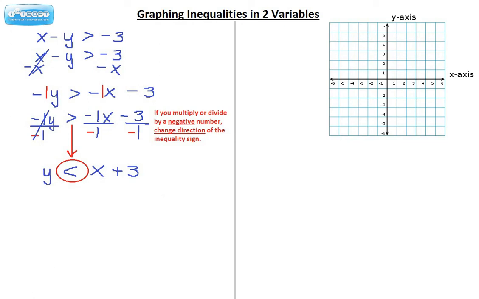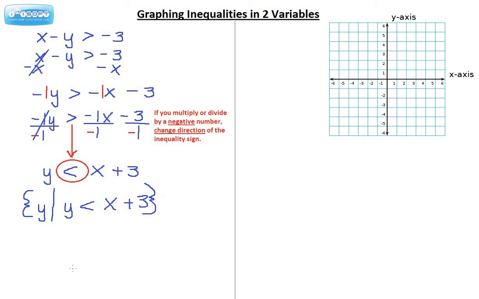Now let's write our solution in set builder notation. We open a brace, write our variable and then a straight line, and then we write our solution set. This is read, the set of all y, such that y is less than x plus 3.